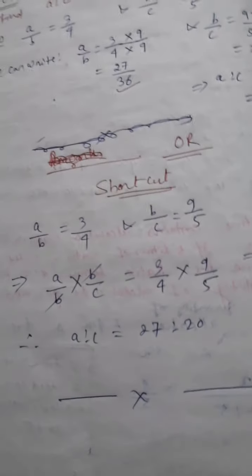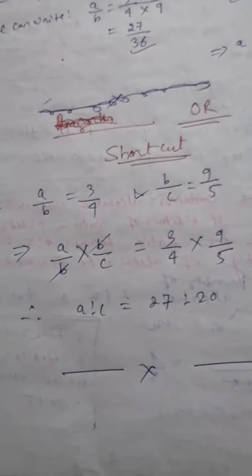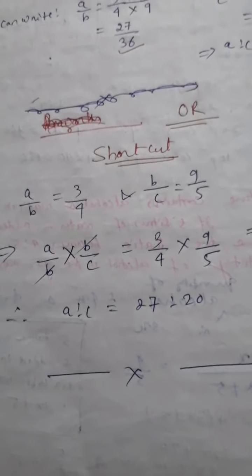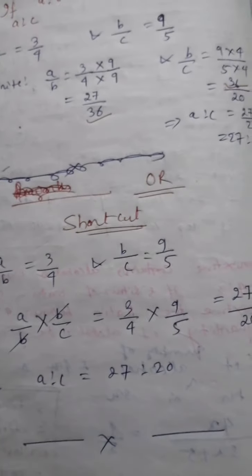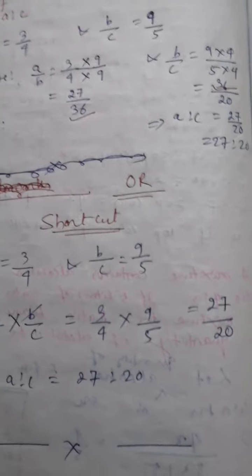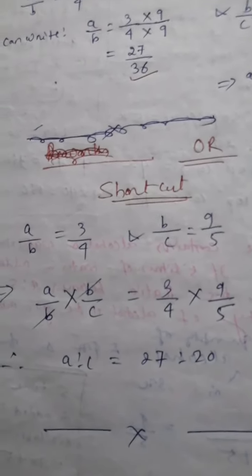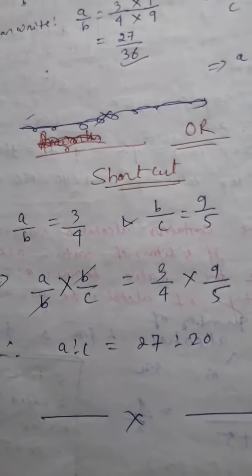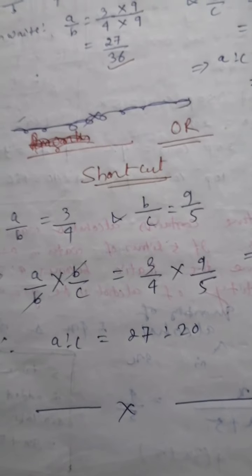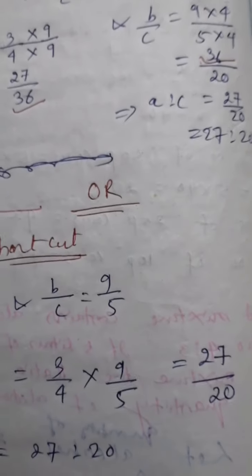Or the same problem I can do in a shortcut way. Just take a look. A by B equal to 3/4 and B by C equal to 9/5. In the previous method also, I cancelled the B term. So here in the shortcut method, I will cancel the B in this way. I will write A by B into B by C equal to, that means B is cancelled, 3/4 into 9/5, and I will get the same answer, 27/20, as I found in the first method.